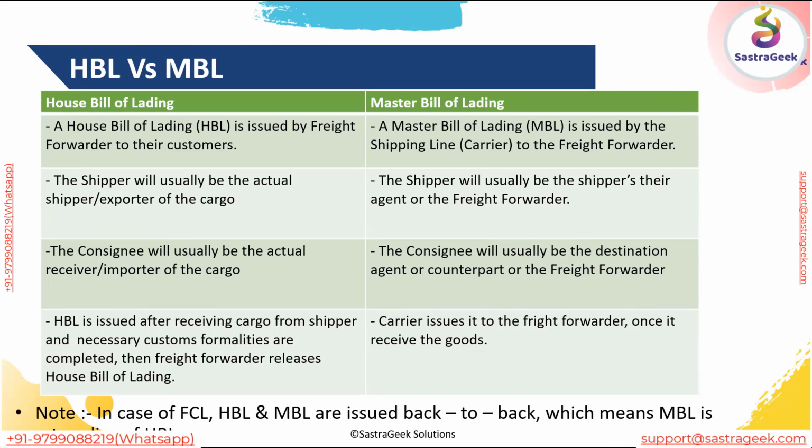The shipper will usually be the actual shipper on the HBL, but on the MBL, the shipper is usually the freight forwarder. More often than not, manufacturing companies utilize the services of freight forwarding companies. So for the master bill of lading, the shipper is usually the freight forwarder.